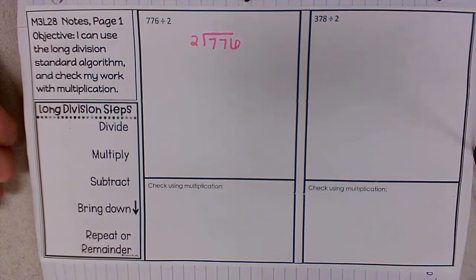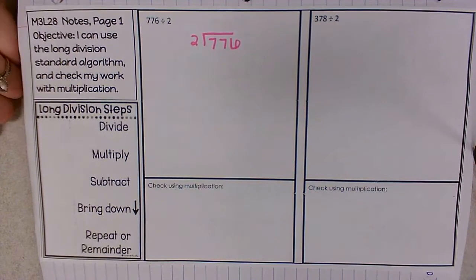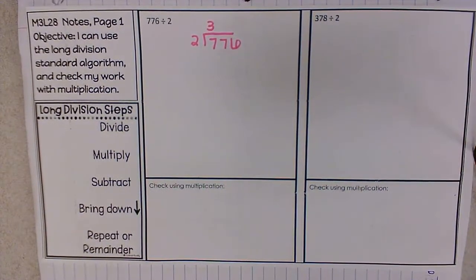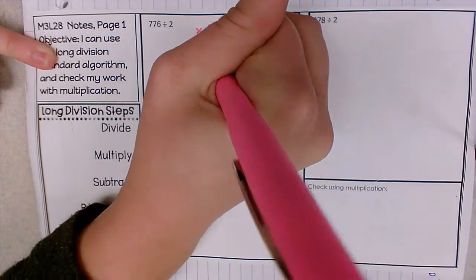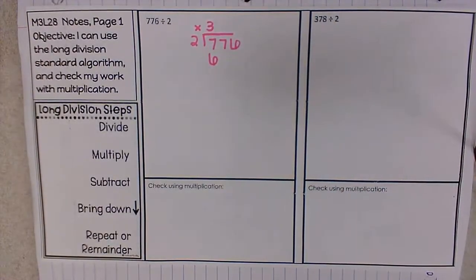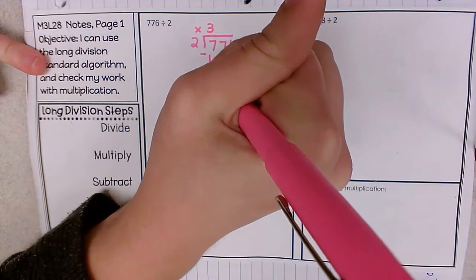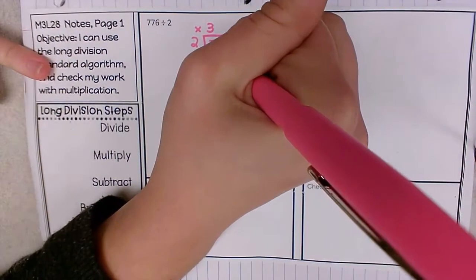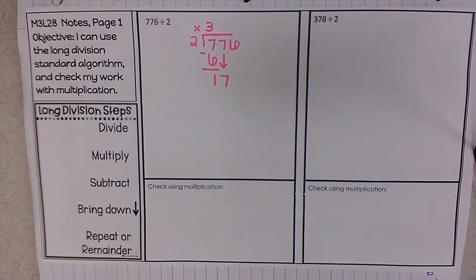Divide. 7 divided by 2 is not a math fact that divides evenly. So I'm just going to ask myself, how many groups of 2 can I pull out of the number 7 without going over? And that's 3 groups of 2. Multiply. 3 times 2 equals 6. Subtract. 7 minus 6 equals 1. Bring it on down and bring it on back. Let's start the steps over.